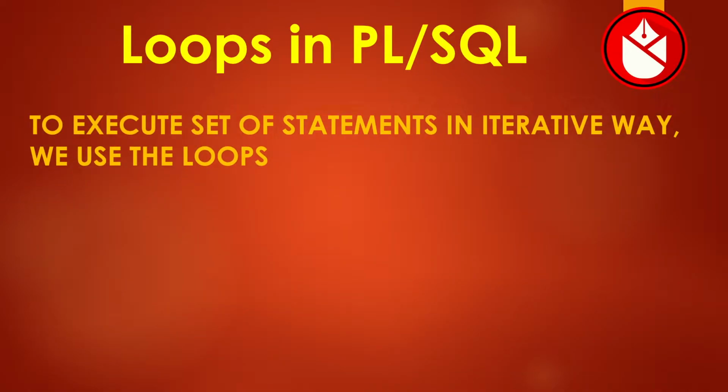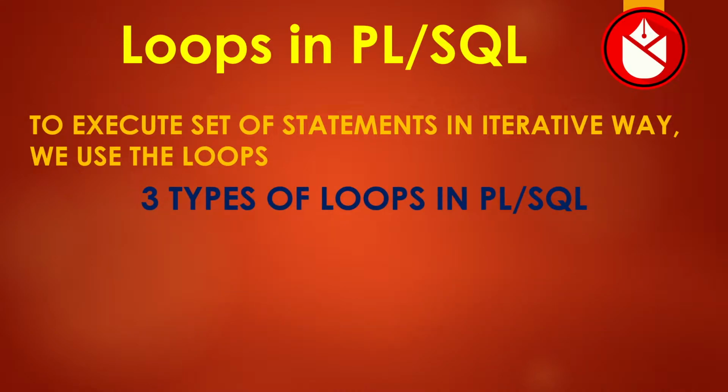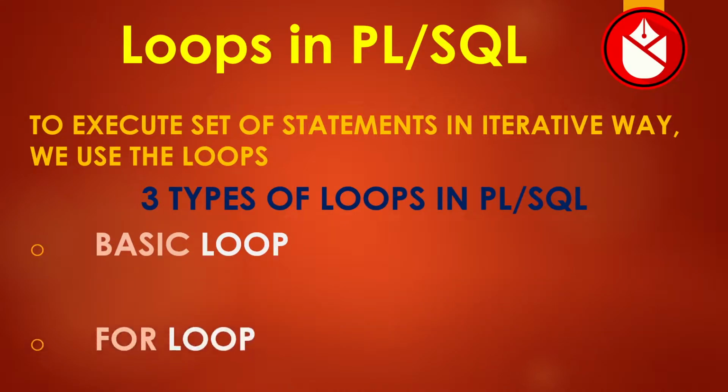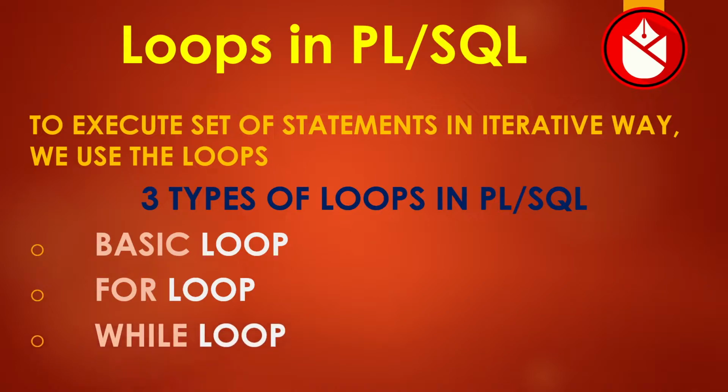Practically, to execute a set of statements iteratively, we use loops, such as to retrieve a set of records or multiple records from a table. Now, there are basically three types of loops. The first one is the basic loop, the second one is the for loop, and the third one is the while loop. Let us check all these loops in a practical way with SQL Plus.